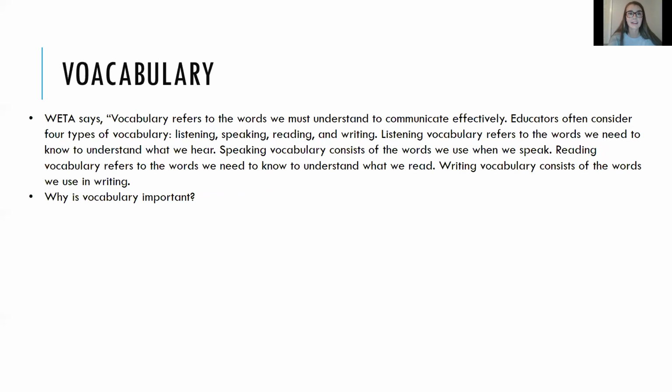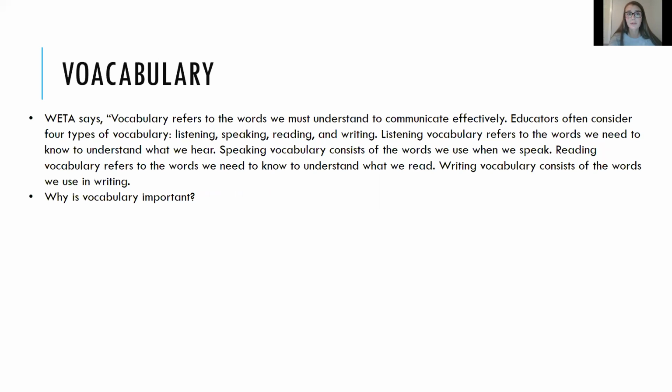Okay, vocabulary. WETA says vocabulary refers to the words we must understand to communicate effectively. Educators often consider 4 types of vocabulary: listening, speaking, reading, and writing. Listening vocabulary refers to the words we need to know to understand what we hear. Speaking vocabulary consists of the words we use when we speak. Reading vocabulary refers to the words we need to know to understand what we read. Writing vocabulary consists of the words we use in writing.